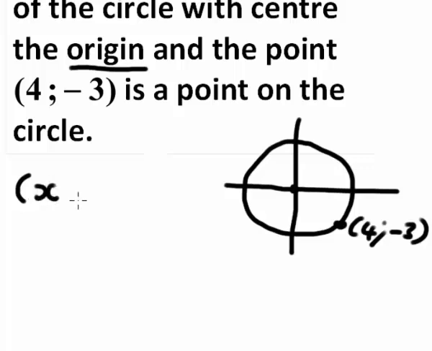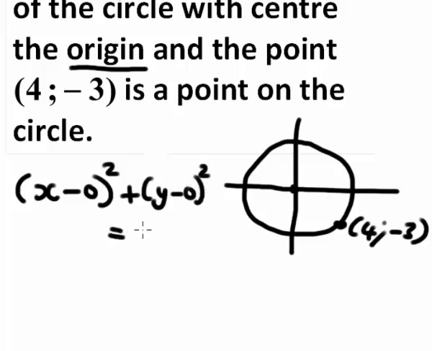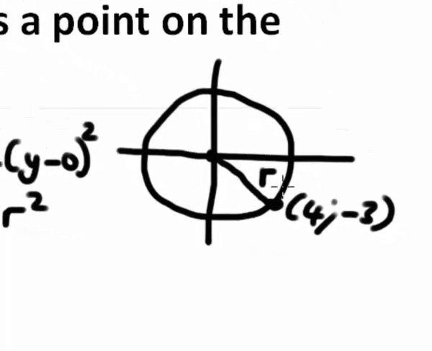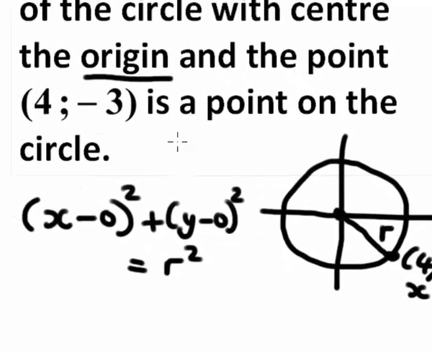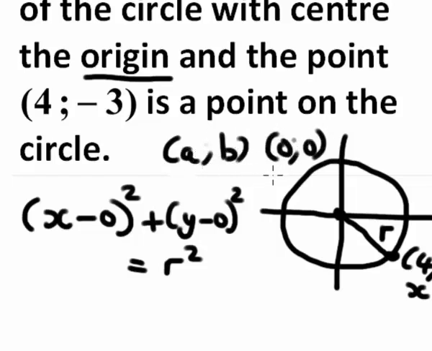Okay, so we know that the center is 0, 0. So how do we write that? (x minus 0) squared plus (y minus 0) squared is equal to the radius squared, the radius being that length there. Now that's a point (x, y) on the circle. The center is at 0, 0, so in fact your a and your b here would be the point 0, 0. Okay, that's what a and b is. So that's a and that's b. (x minus 0) squared plus (y minus 0) squared is equal to r squared.